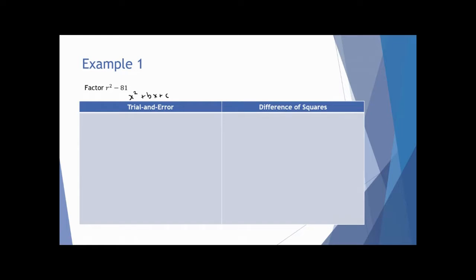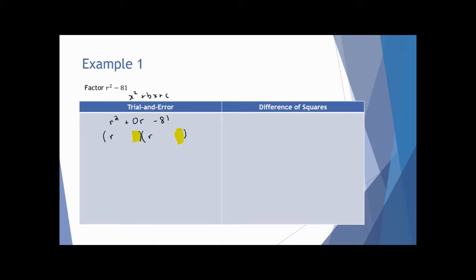So trial and error method, in this case, we have r squared minus 81. We don't have a middle term, so we can put in a 0. So that's r squared plus 0r minus 81. These always factor to 2 sets of parentheses. If your variable is r, then I'm going to have r times r, which is r squared, so I'm always going to have that in the first term. Now I need two numbers that are going to go into these last two spots so that this multiplies correctly back to where we started.